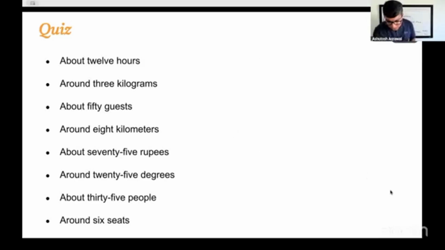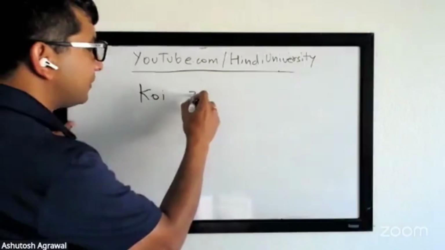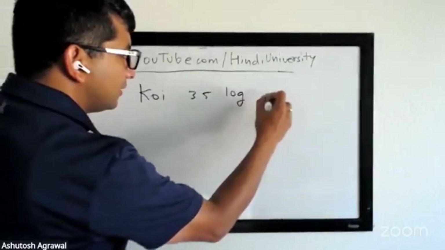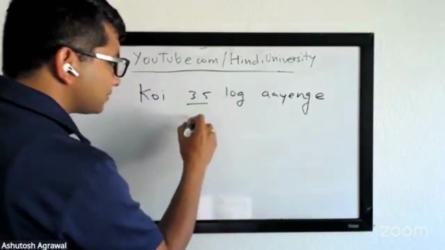Right. We'll do about 35 people and around 6 seats. Right. For people generally you can use koi also. Right. Even though I said it's interchangeable, you can say koi and then 35. So करीब कोई 35 लोग आएंगे.